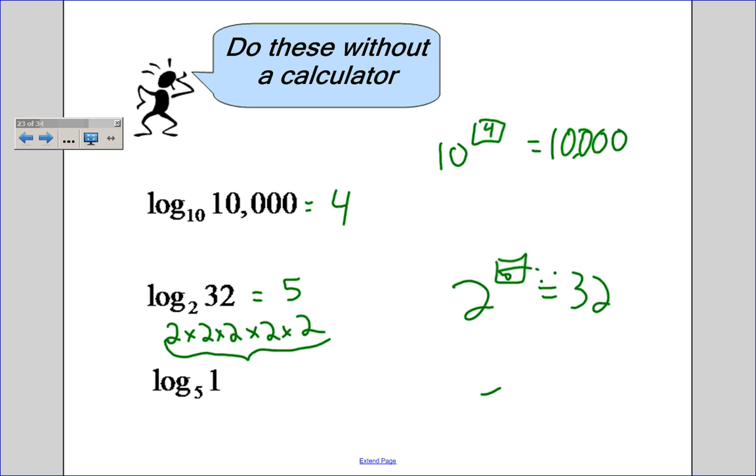Log base 5 of 1, 5 to which power will equal 1? Oh, that has to be 0 power, because anything to the 0 power equals 1. So our answer here is 0.